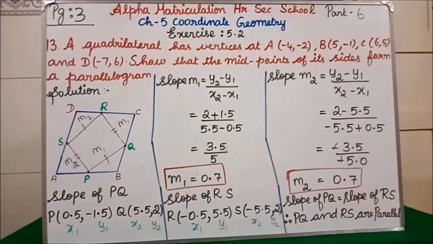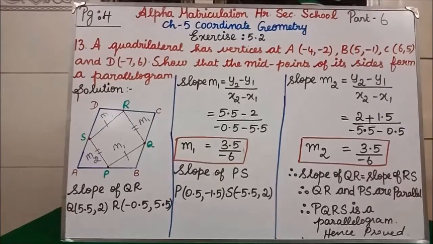Clear? Now among the four sides, we have said the two sides are parallel. The remaining two sides, QR and PS, are parallel. Now we want to show that. Clear? That we'll see on page number 4. Next, for the other two sides, we are going to find the slope of QR and the slope of PS.